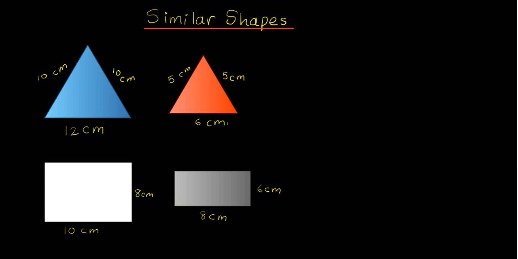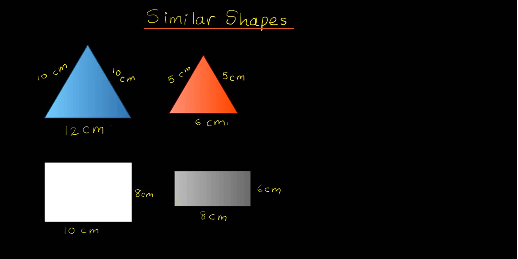Similar shapes are shapes that are enlargements of each other. Normally we have a scale factor which basically tells us by what amount each shape has been enlarged. A few pointers about similar shapes: the scale factor would be the same across all the sides. So if the scale factor was 2, all of the sides from one shape would be 2 times larger than the other shape, but the angles would remain the same.